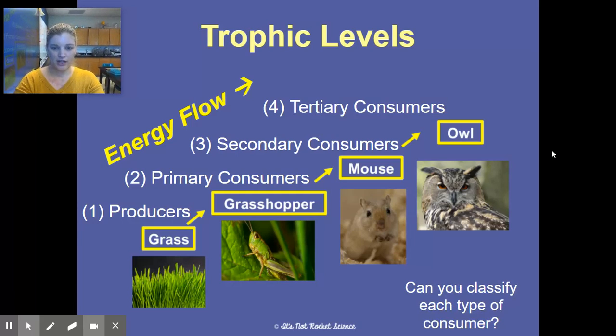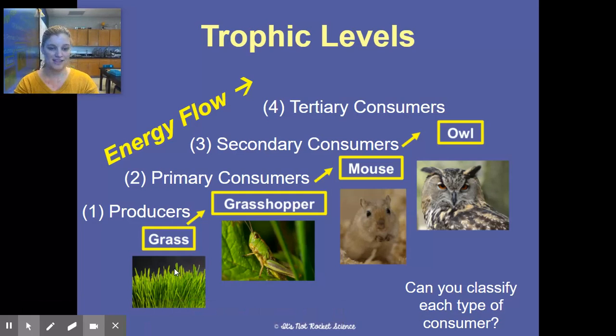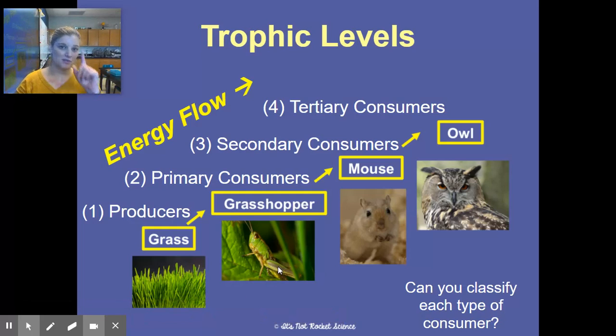And if we look at trying to classify these as our type of consumer, so we have 4 different types of consumers. The grass is a producer, so it doesn't consume. The grasshopper is eating grass, so it is an herbivore because it is eating a plant. The mouse is eating the grasshopper, so it is a carnivore. In this situation, we don't see the mouse getting anything else because we only see the one chain that is happening. And then the owl is eating the mouse, so it is also a carnivore.